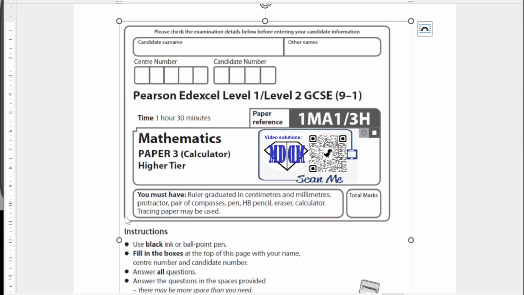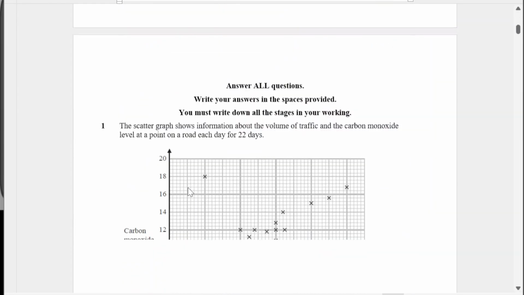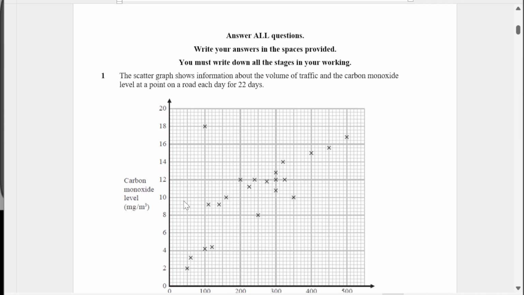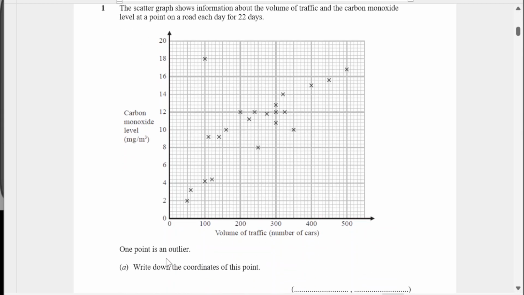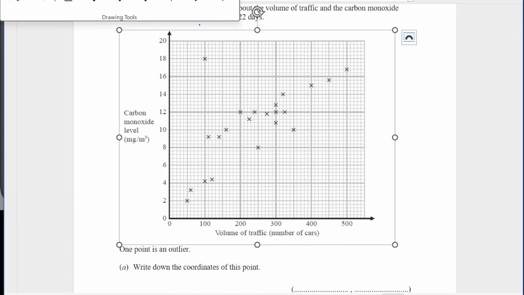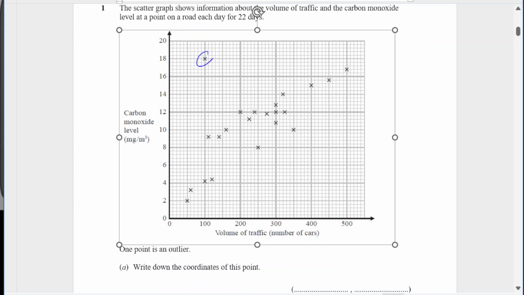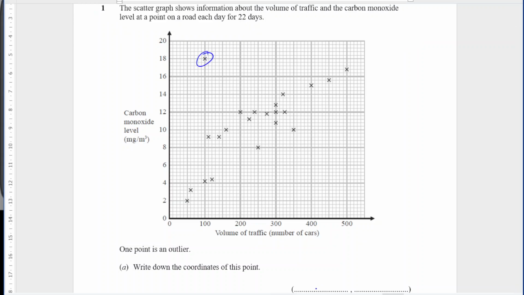Okay then, question 1. So I've just done the crossover version of this. A scatter graph shows information about the volume of traffic and carbon monoxide levels at a point on the road for 22 days. One point is an outlier, write down the coordinates of the point. You don't have to, but I would always recommend circle the outlier and then give the coordinate. So the coordinate of that is 118.